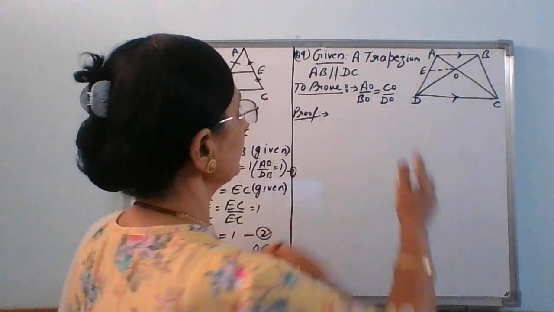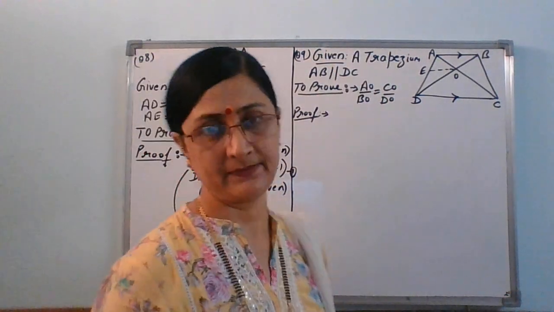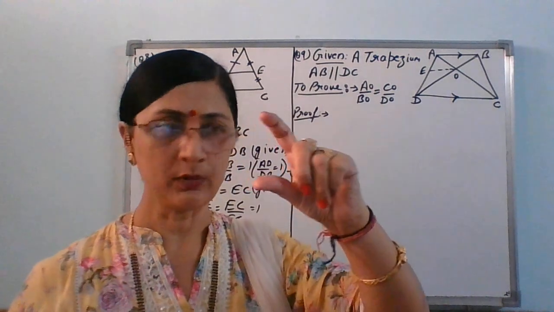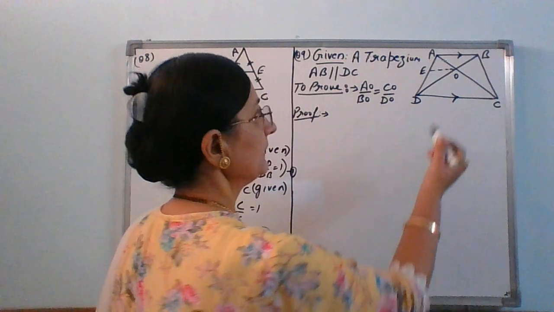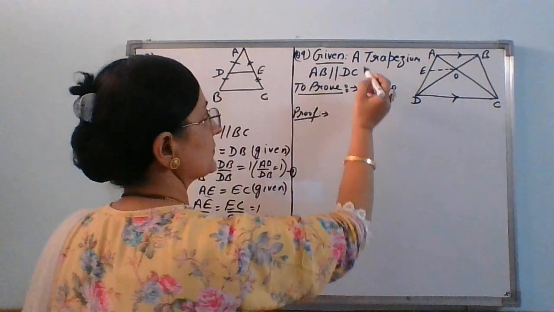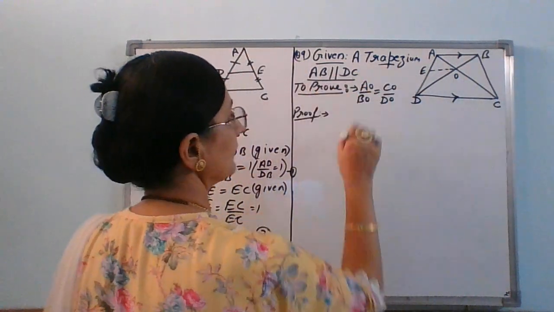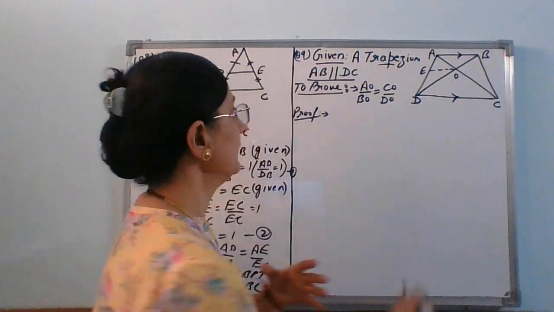Okay, now here this question. In this, what is given? Given is that it is a trapezium. What do you mean by trapezium? One pair of opposite sides is parallel. One pair, not both pairs. So it means AB is parallel to DC. So given is trapezium means AB parallel to DC. This is given.